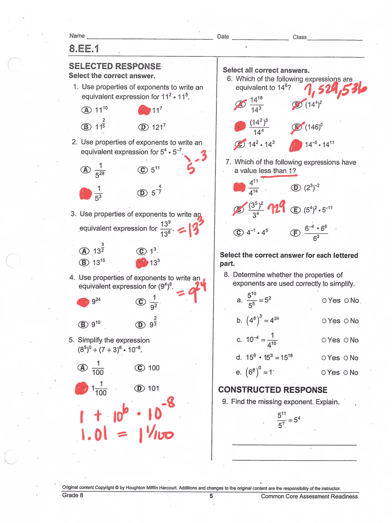Letter C, 4 to the negative 1 times 4 to the 5th. That's 256, so that's not correct. D is correct, E is correct, and F is correct. So A, D, E, and F.